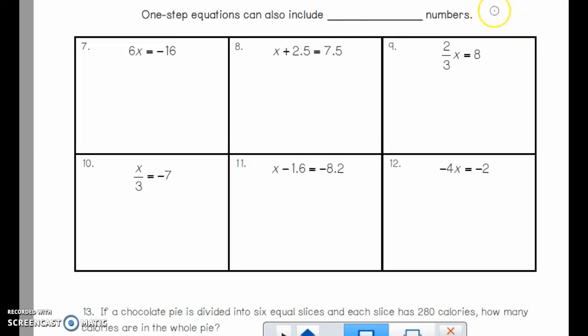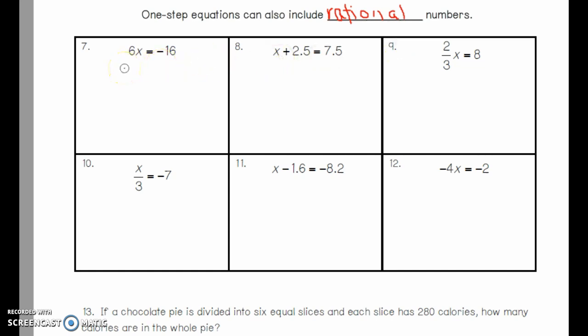The second half of this first video, which is one-step equations, now we are going to add rational numbers. Let's write that on our line up here. Rational numbers are simply, the basic definition is that anything that can be written as a fraction. So yes, your favorite, we are going to be working with fractions and decimals. So let's start with number 7.